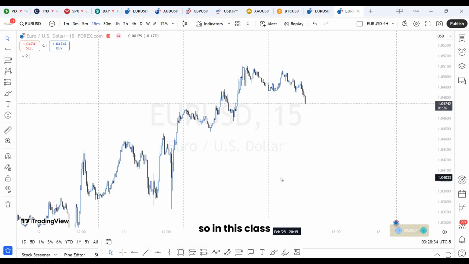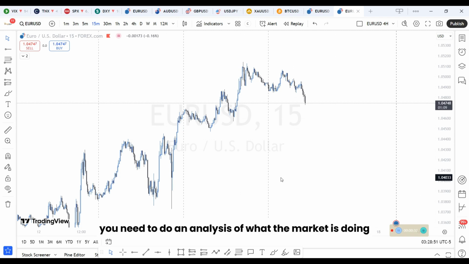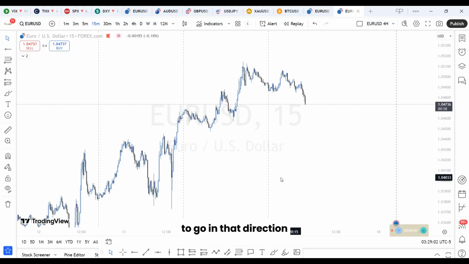So in this class, what we're talking about is how to start trading and the types of trading orders. Now, for you to be able to start trading, you need to first of all do an analysis of what the market is doing. You need to understand what the market is doing now, where the market is going to, and when you want to join them to go in that direction that you think they are going to.